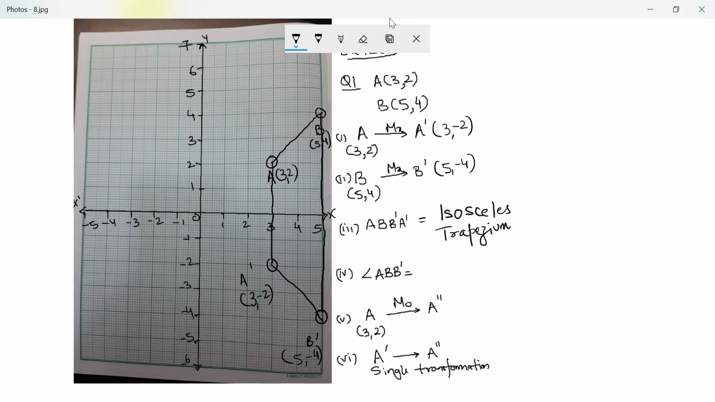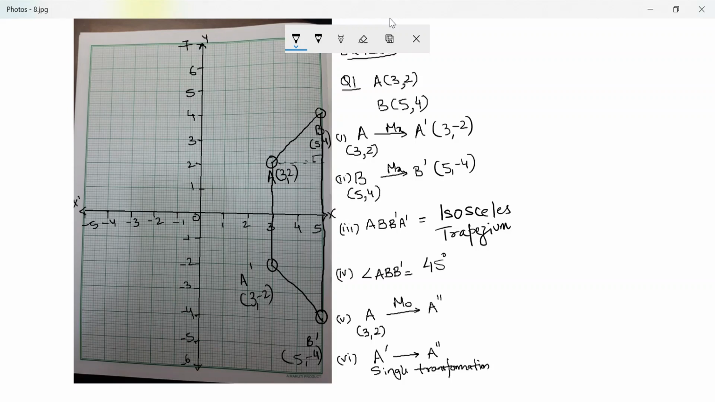Next part, measure of angle ABB'. Since they are saying measure, take your protractor and measure it. I have done it on a physical paper. This is 45 degrees. You don't need to prove anything. You don't need to draw a diagonal and a perpendicular and then say 90 degrees. This is 2 units, this is also 2 units, so this is an isosceles triangle. That's why this is 45 degrees. Don't need to prove anything. Just measure it using a protractor and then we are done.